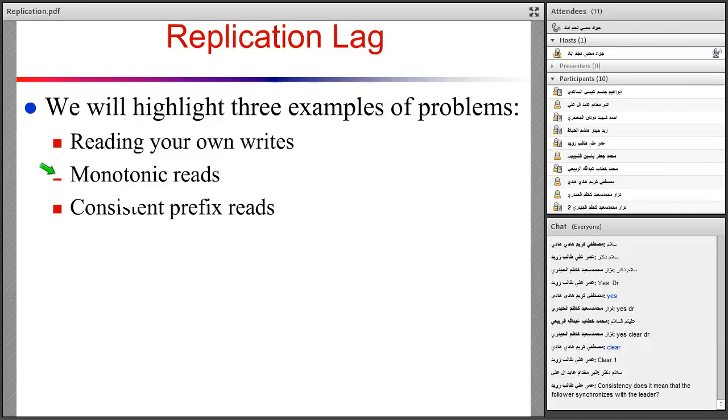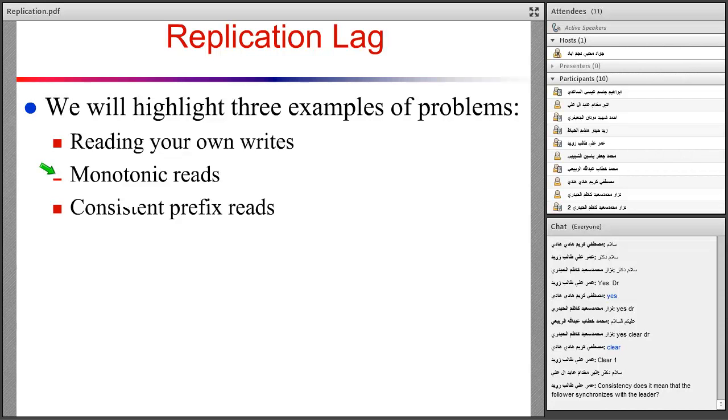Omar asks: does consistency mean that the followers synchronize with the leaders? Yes, Omar, it's correct. Consistency means that the leader and all followers should have the same data, the same information.